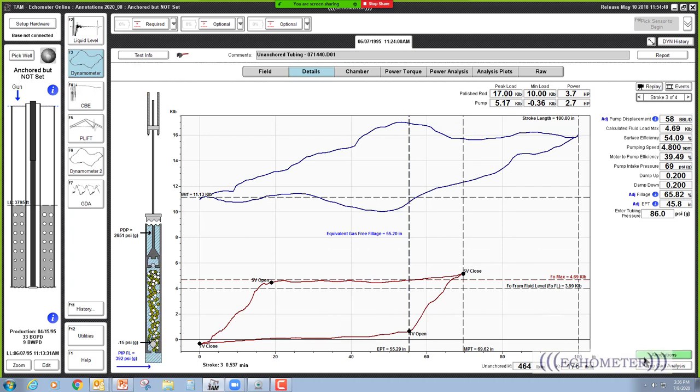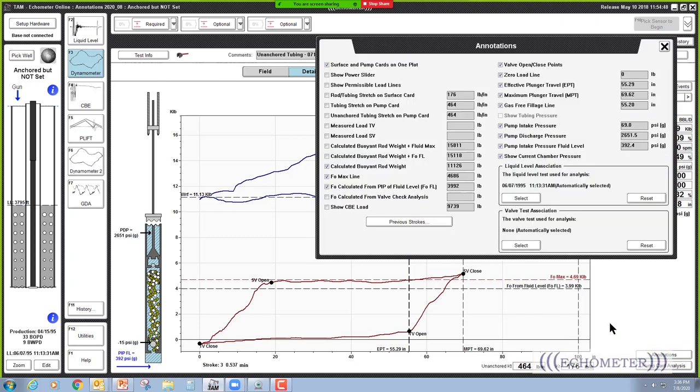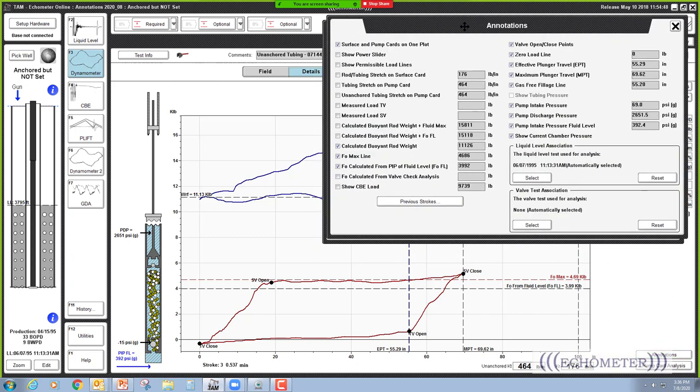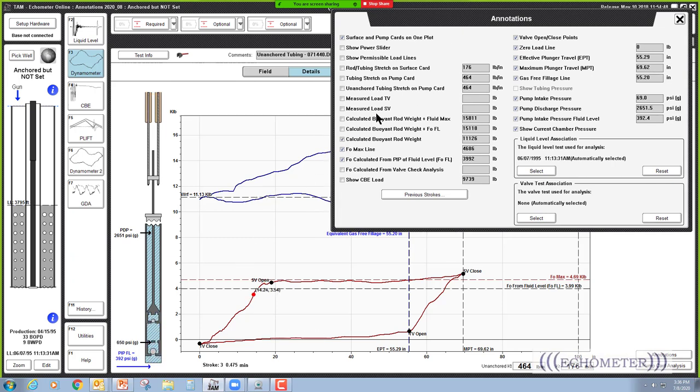Now, if I bring up the annotations dialog here, this screen, and I want to use the annotations to look at this pump card, then I'm going to put on the pump card the tubing stretch line, which is the black line, and I'm going to put on the unanchored tubing line, which is this line right here. Now, this is saying that there is no tubing anchor because the red line and the black line match up.